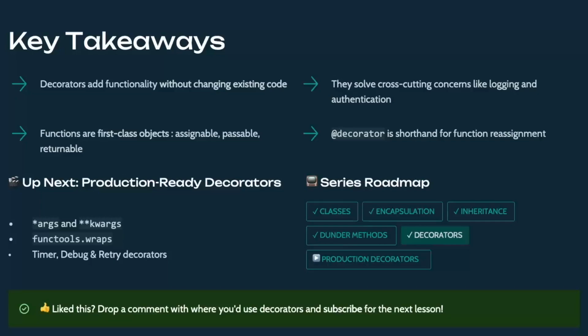In the next video, we'll learn how to write production-ready decorators using args, kwargs, functools.wraps, etc. We'll also build timer decorators, debug decorators, and retry decorators that are used in real software systems.